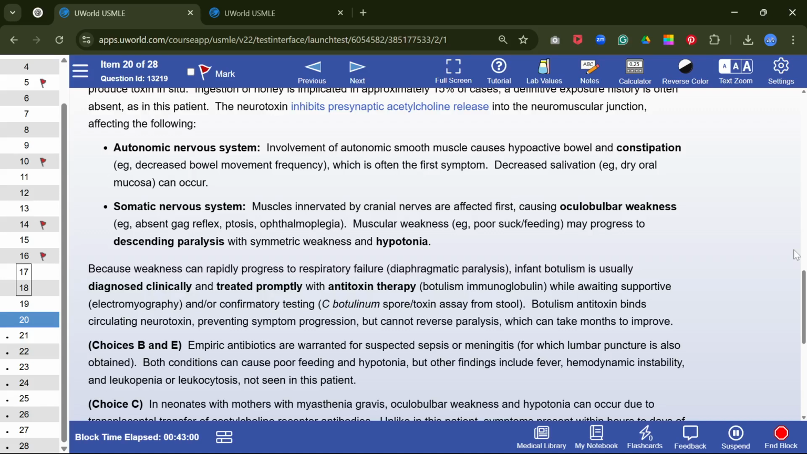Botulinum antitoxin binds circulating neurotoxin, preventing symptom progression, but cannot reverse paralysis, which can take months to improve.